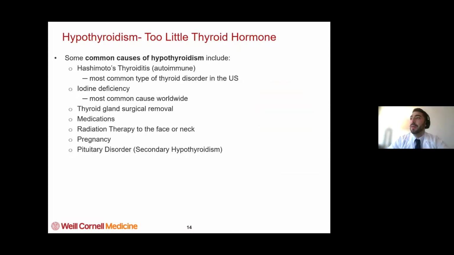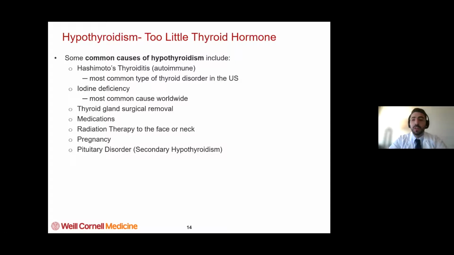So some common causes of hypothyroidism can include Hashimoto's thyroiditis, which is an autoimmune condition. This is the most common type of thyroid disorder in the United States. It can also result from iodine deficiency, which is the most common cause of hypothyroidism worldwide. Hypothyroidism also results from thyroid gland surgical removal and different medications. I just want to back up and explain Hashimoto's a little more. Hashimoto's is an autoimmune disorder in which, similarly to Graves' disease, you have production of antibodies against the thyroid. However, these lead the immune system to actually attack the gland and impair its ability to produce hormone.